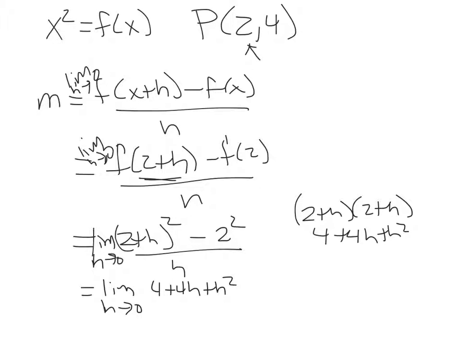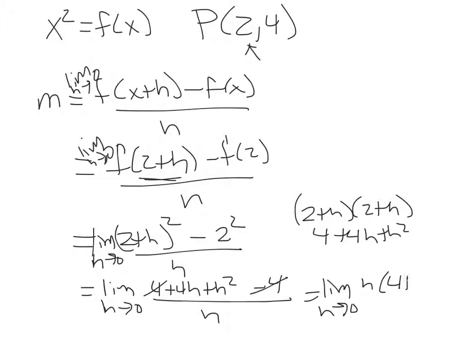FOIL it out. Minus 4 all over h. Now notice that these 4 and minus 4 simplify, they cancel. And so on the top, let's see, I still have my limit as h goes to 0. Factor out an h, 4 plus h, all over h.